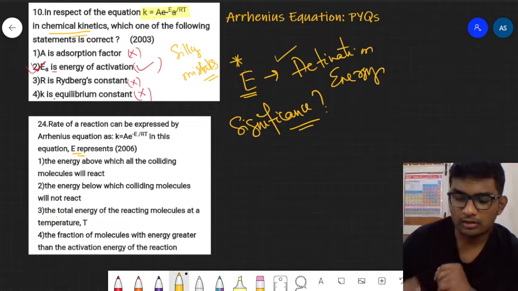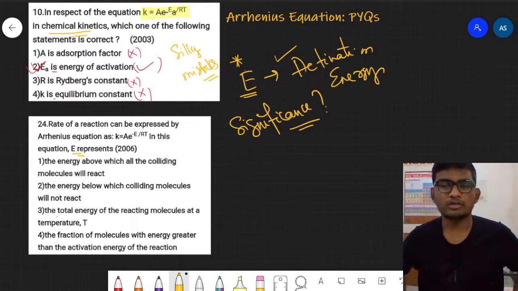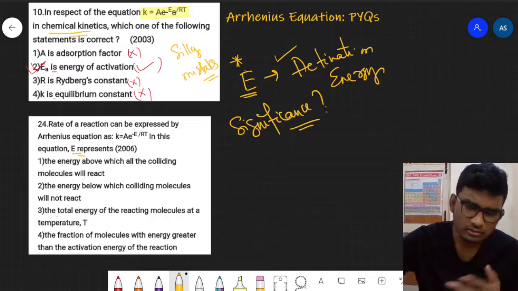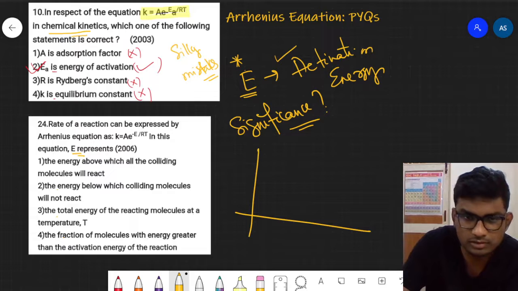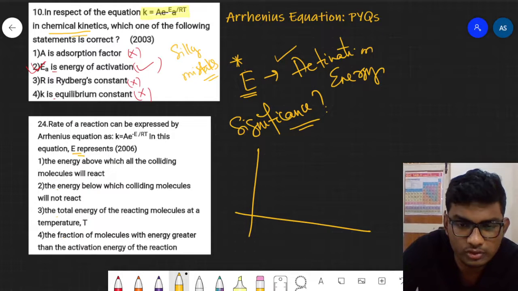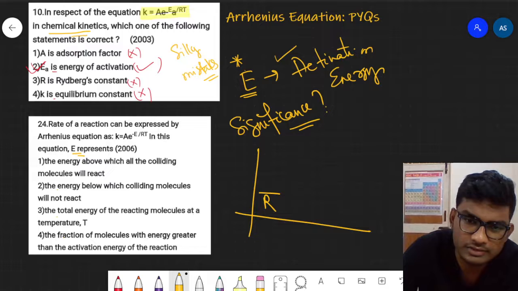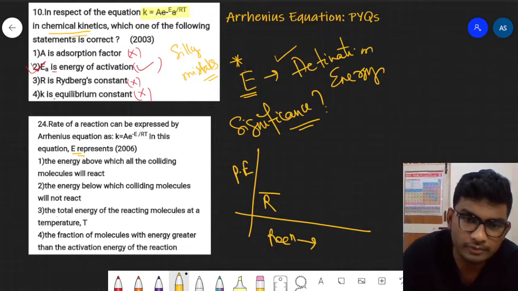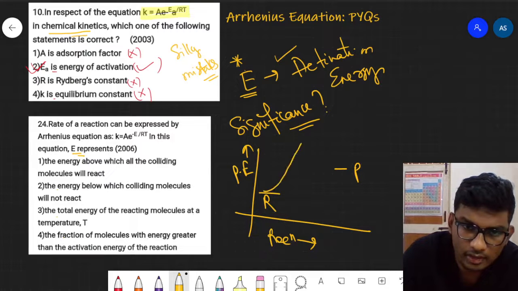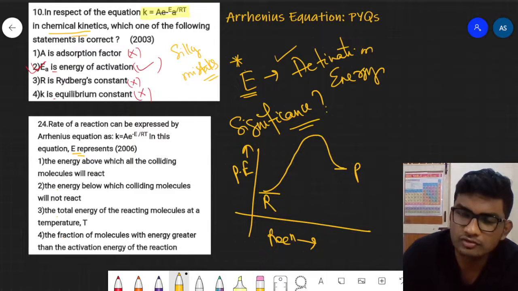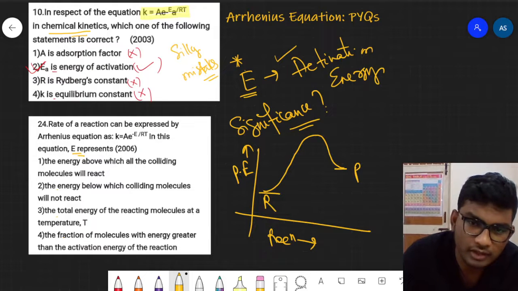According to the activated complex theory, let's draw the energy profile diagram. Suppose this is the reactant. This is the potential energy of the reactant, and this is when the reaction is proceeding. Suppose this is the reactant and this is the product, the energy of the product. And this is the energy path it is following. This is the reactant, this is the product.